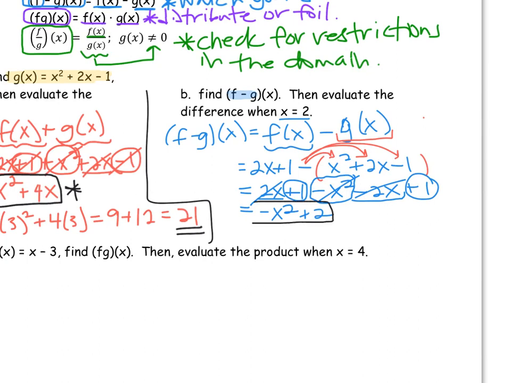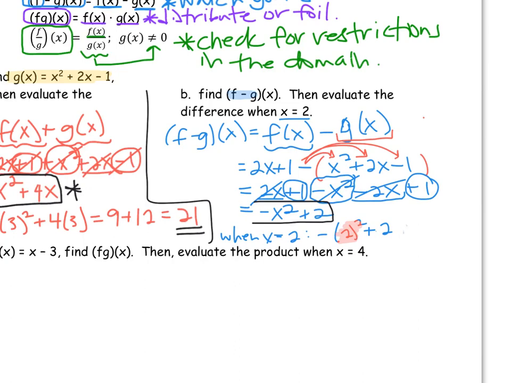Then we were asked to evaluate when x equals 2. So when x equals 2, watch your order of operations here. Check this out, everybody. That negative out in front does not apply to the 2 being squared. So order of operations, that's a plus right there. As we think about order of operations, we're going to actually do the 2 to the second power first and then make it negative.